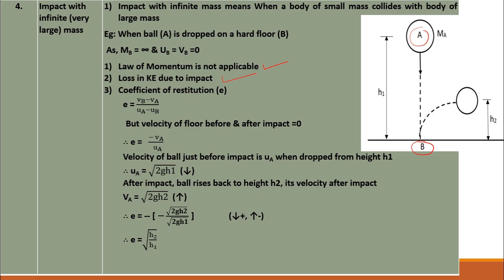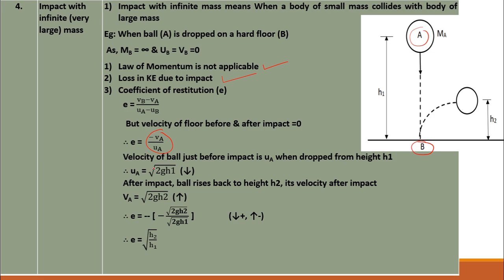Now in this formula there are certain changes because we are dropping the ball on a hard floor. The velocity of the floor before and after impact will be 0 because the floor is steady, and the mass of the floor is considered infinity compared to the mass of the ball. So by putting in the values, we get the ratio E is equal to minus VA upon UA.